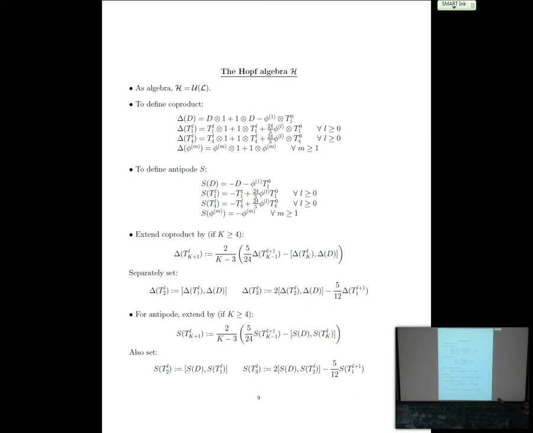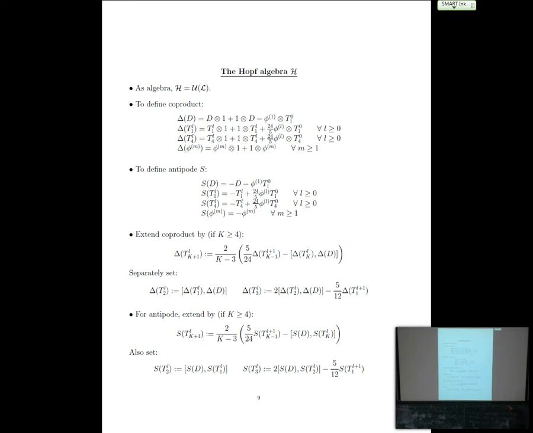So as a Hopf algebra, H has to be, simply as an algebra, just the universal enveloping algebra of the Lie algebra with those relations. And then I put these on, and to define these, I put this. This is the antipode. And the way to extend the coproduct is this formula.